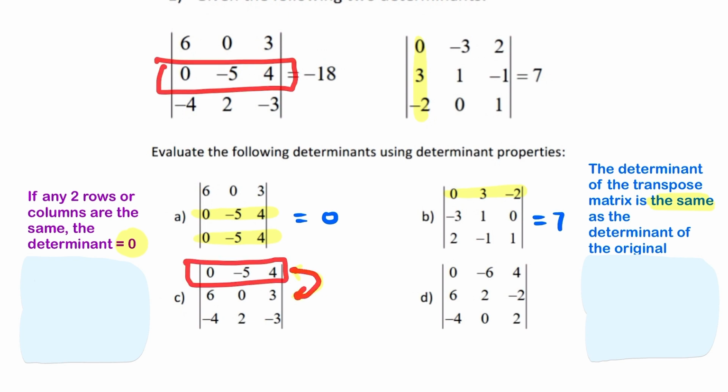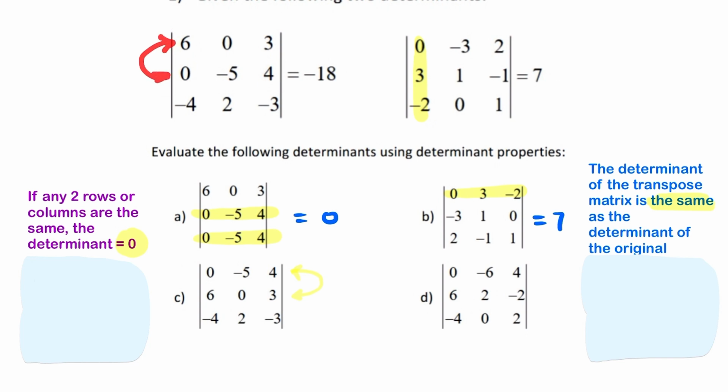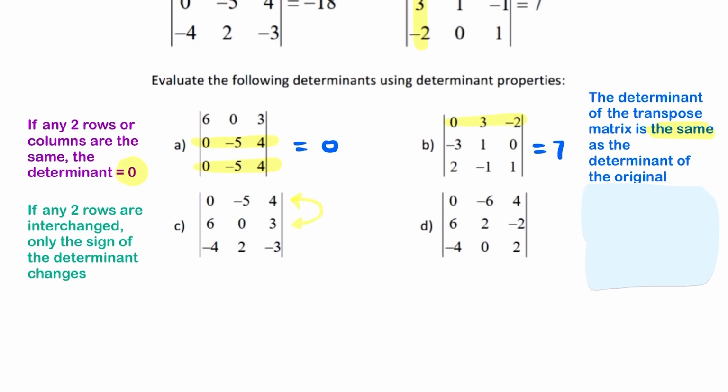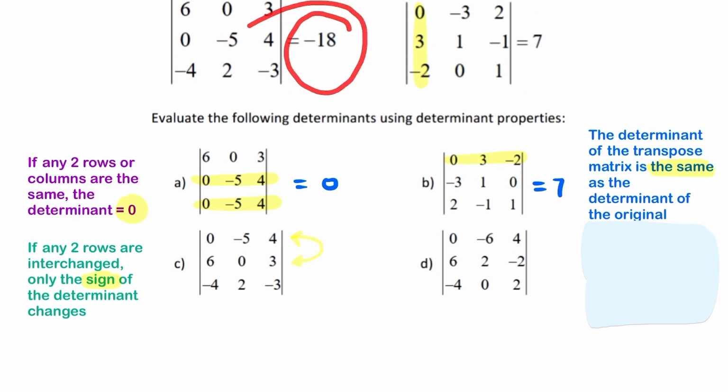So we've switched two rows, and if you switch two rows, that has no effect on the magnitude of the determinant. It just changes the sign of the determinant. So if the original determinant was negative 18, now it will be positive 18.